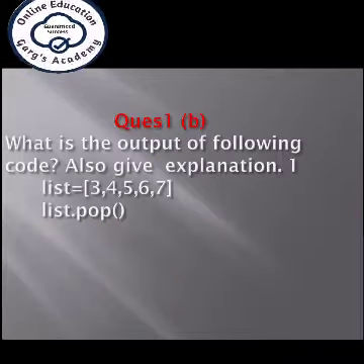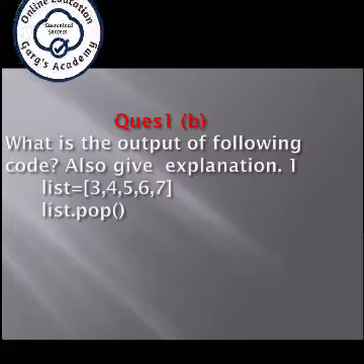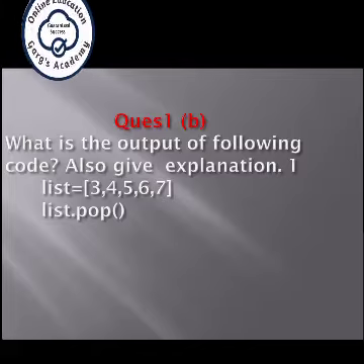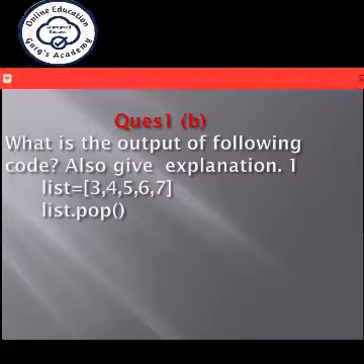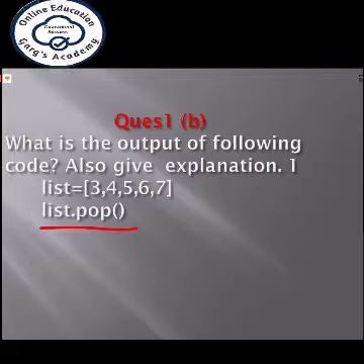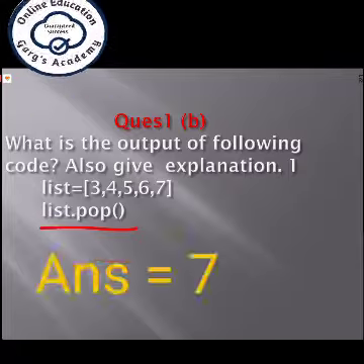Next question 1, B part. What is the output of the following code? Also give explanation. So students, here if you don't give any argument inside pop, then the last value will come out and the answer will be 7.